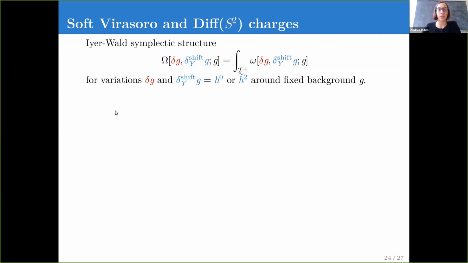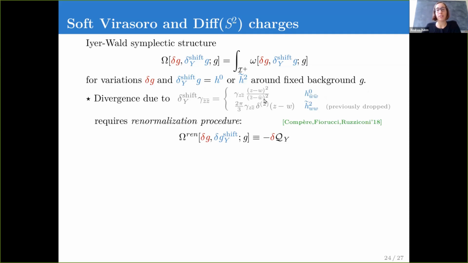So this starts with the covariant phase space formalism and the computation of the Iyer-Wald symplectic structure. So this is done around a fixed background g for two variations, one of which will be taken to be either of these two Goldstone modes, h0 or h tilde 2. So now the subtlety is the following. This diffeomorphism symmetry shifts the metric at leading order. So this is the celestial sphere metric that is changed at leading order.